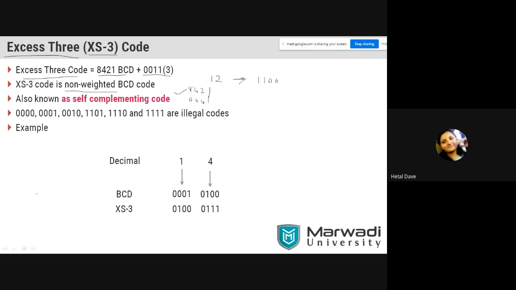In BCD, 1 is 0001. But in XS3, 1 is 0100. It can't be verified by its weight. The BCD pattern can be verified by weight, 8421. I can verify it is the 1 bit pattern because I will put 0 everywhere and I will put 1 here. So I can verify this bit pattern is for 1.